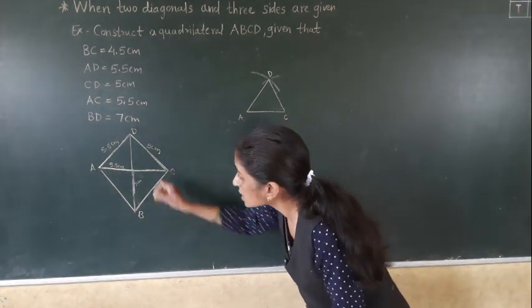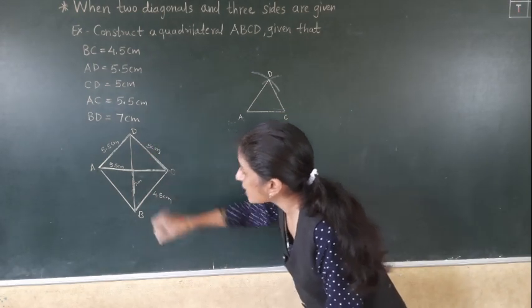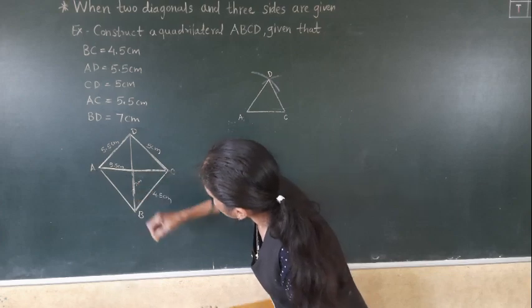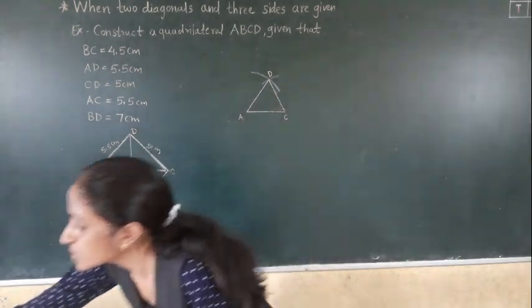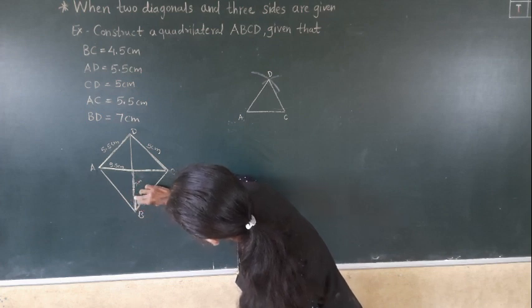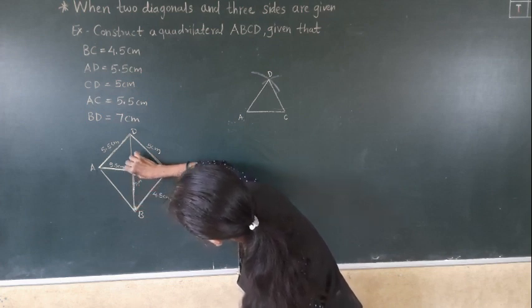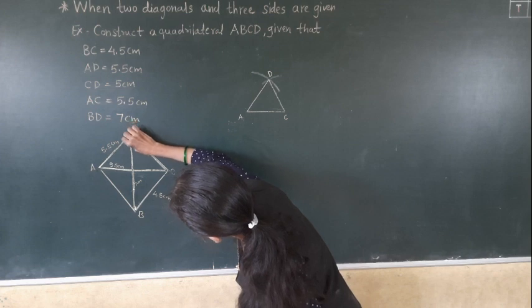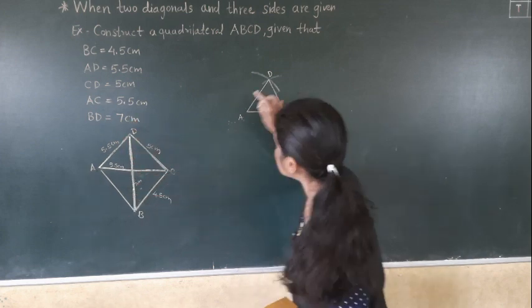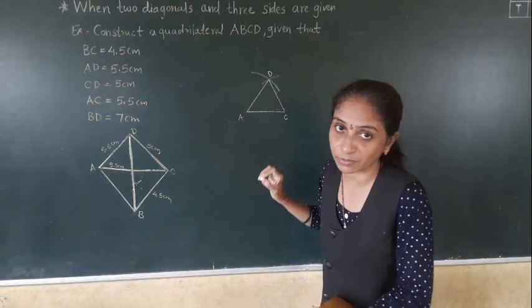Now to construct this part, we know BD. BD, how much is it given? Which part do we know? See, BD is this. See, this part we know. I will show you with the yellow chalk. How much is it given? 7 centimeter. Means this diagonal is 7 centimeter.